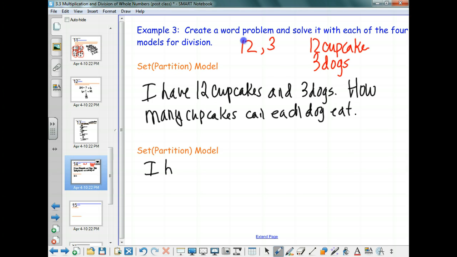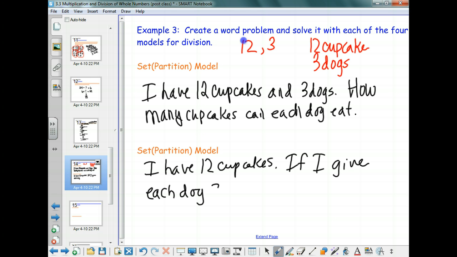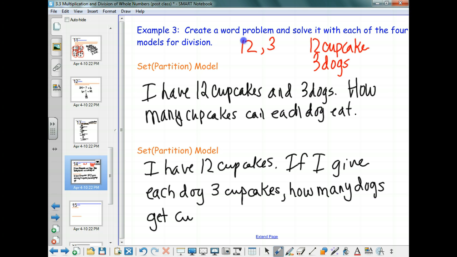So I still have, yes, I have 12 cupcakes. What would I do with the 3? So if I give each dog 3 cupcakes, then what's the question I would be asking myself? How many dogs get cupcakes?